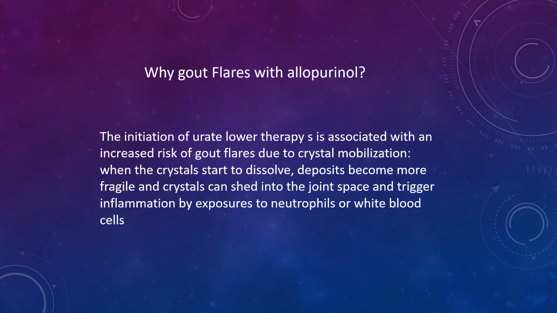Why do we get gout flares after using allopurinol? As you lower the uric acid in the blood, you have an increased risk of gout flares because what you're doing is you're dissolving the crystals. The crystals become more fragile and they shed into the joint space and trigger inflammation by exposure to neutrophils.